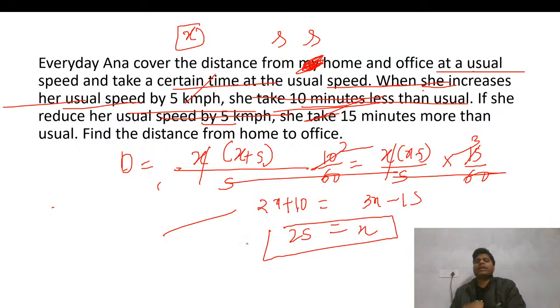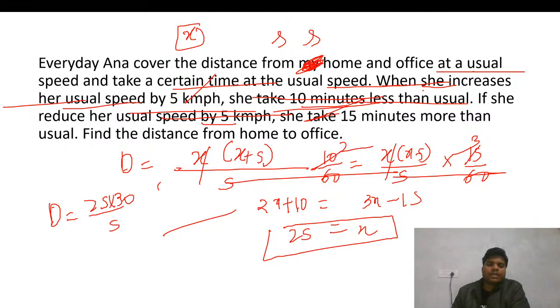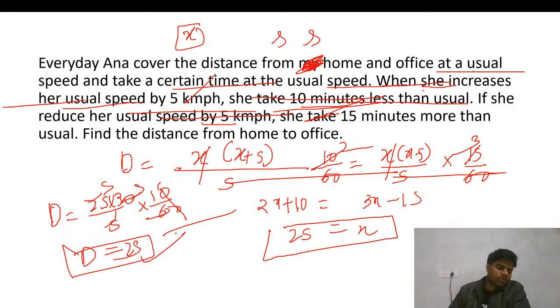x is 25. Now you get the value of x as 25, just put it in either of these equations. 25 into 30 upon 5 into 10 upon 60. This is your answer. Simple. 25 into 5 is 125, that is 25. Anyone has a doubt? So you can see how easily we can solve this question if you understand this concept.